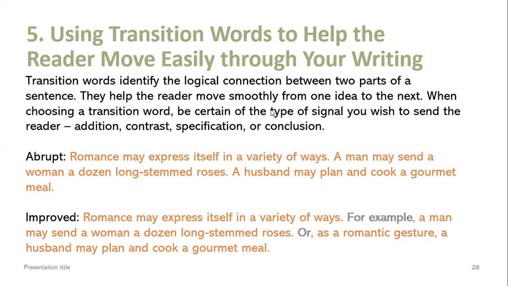Improved version. Romance may express itself in a variety of ways. For example, a man may send a woman a dozen long-stem roses. Or, as a romantic gesture, a husband may plan and cook a gourmet meal. So for example, and or, are used as the transition words in the improved version of the mini paragraph right there.